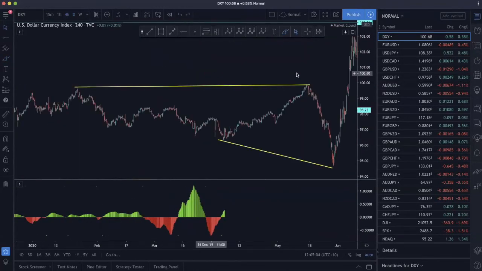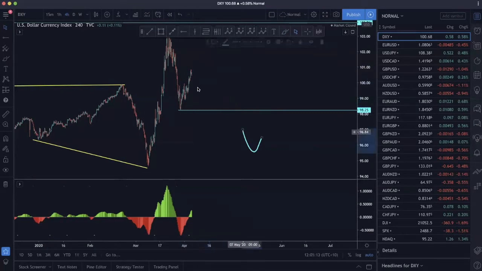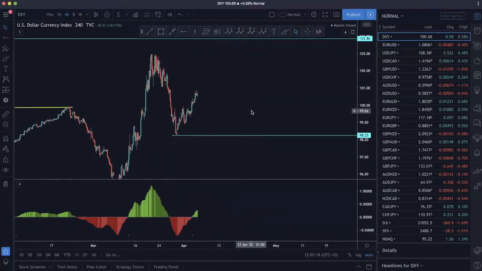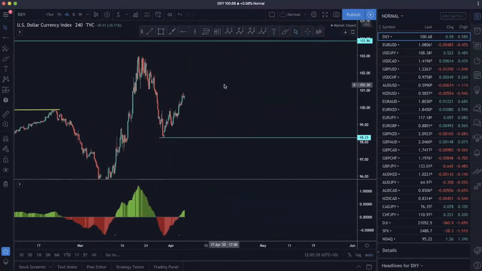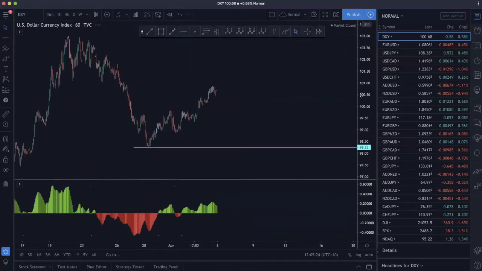If you wanted to trade this, I know a lot of traders do like the 15-minute and the hourly. I wouldn't say I'm the biggest fan of them for a few reasons. I like working on higher time frames just because they give me more probability when I do get into my 15-minute setups.